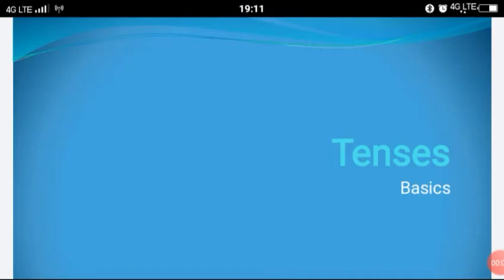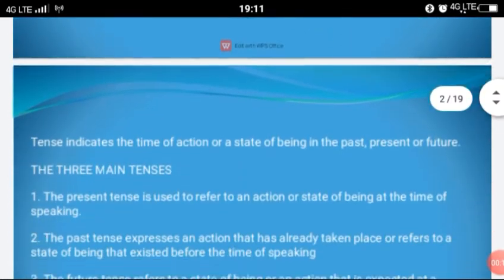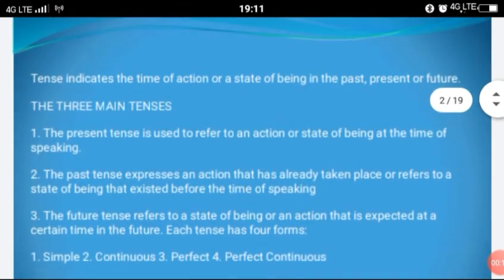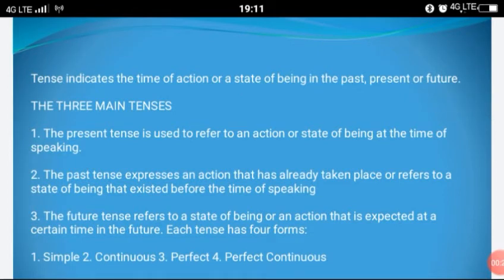So in this video, we are going to revise tenses. This is the first part of the video in which we will try to learn what is the usage of different tenses, where they are used. So first, what is tense? The word tense indicates time in English grammar.